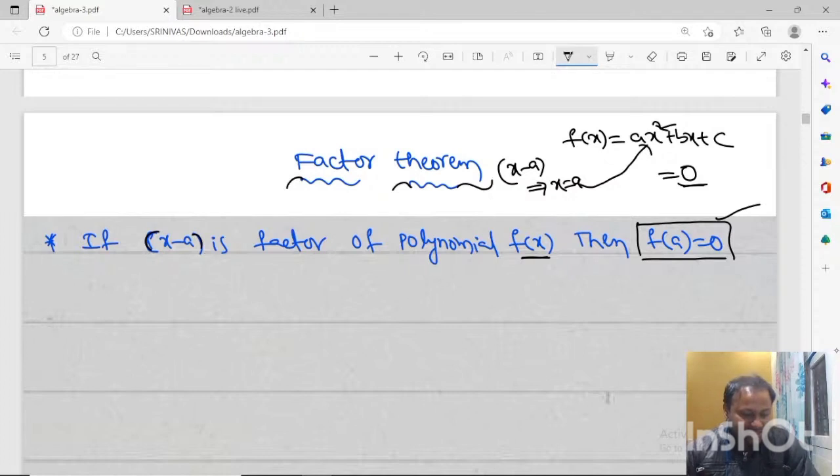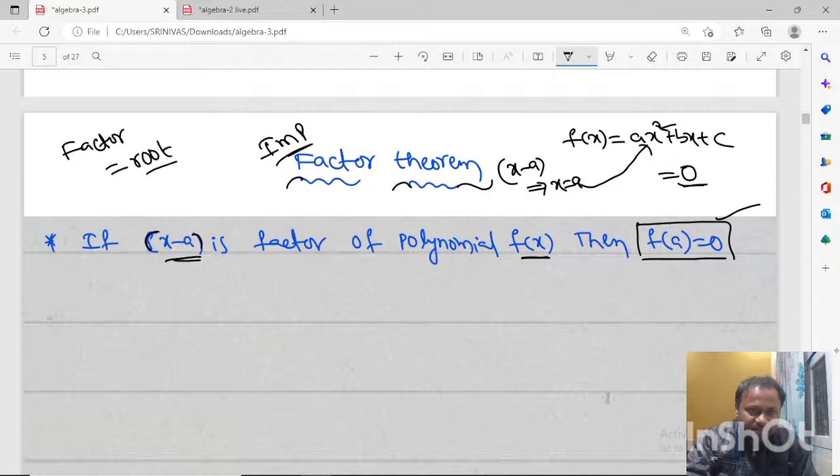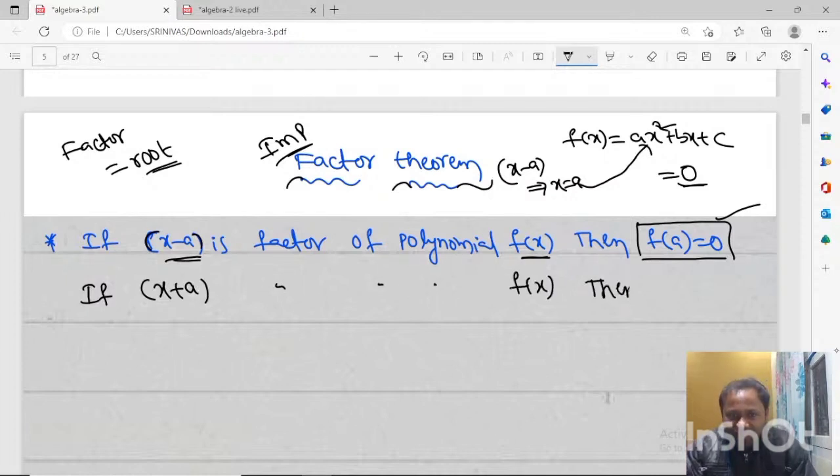See this. This is one of the important topics, the factor theorem. Factor is nothing but root. So, if x minus a is a factor of the polynomial, then f of a is equal to 0. Similarly, if x plus a is a factor of the polynomial, then what about f of a? Here f of minus a is equal to 0. So x is equal to minus a. You need to substitute in the polynomial, then you will get the answer 0.